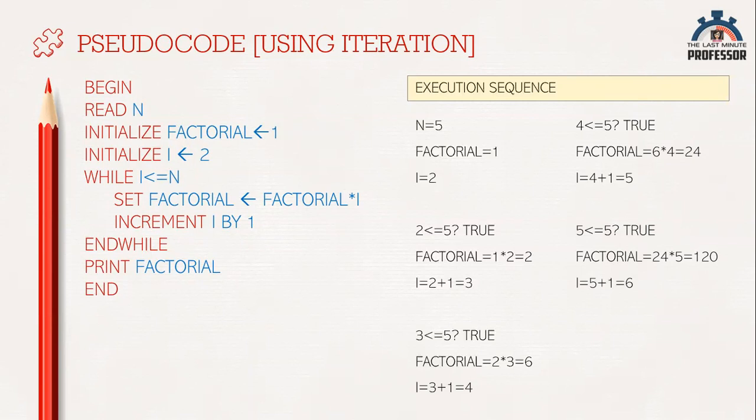Again the condition gets checked. Is the value of I less than or equal to n? That is 6 less than or equal to 5? No, it becomes false. So it comes out of the loop. That is the statements inside while loop get skipped and the line after the while loop get executed. So the line following the while loop is print factorial. Now the value of factorial is 120. So that gets printed. That's it.